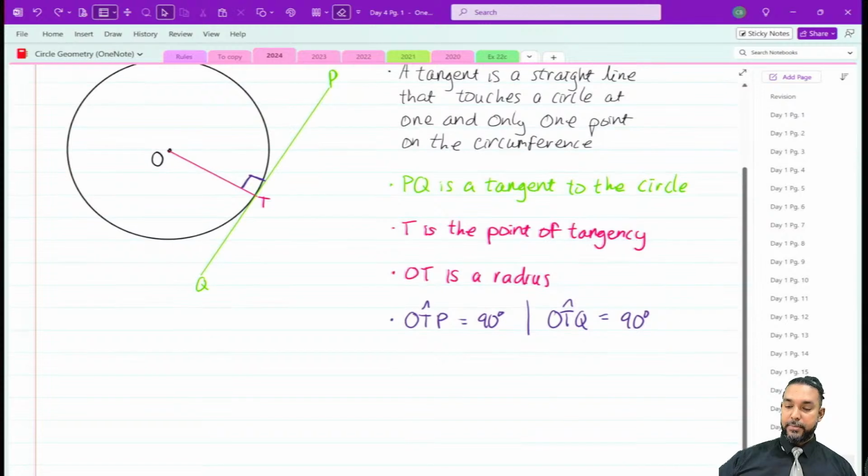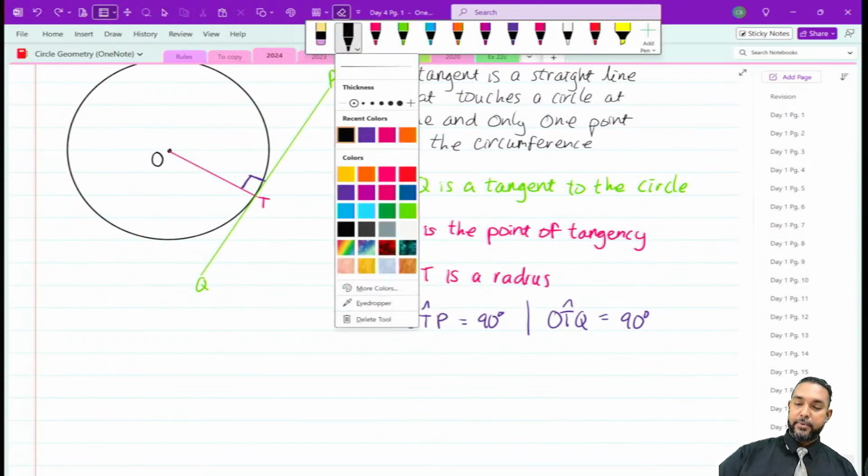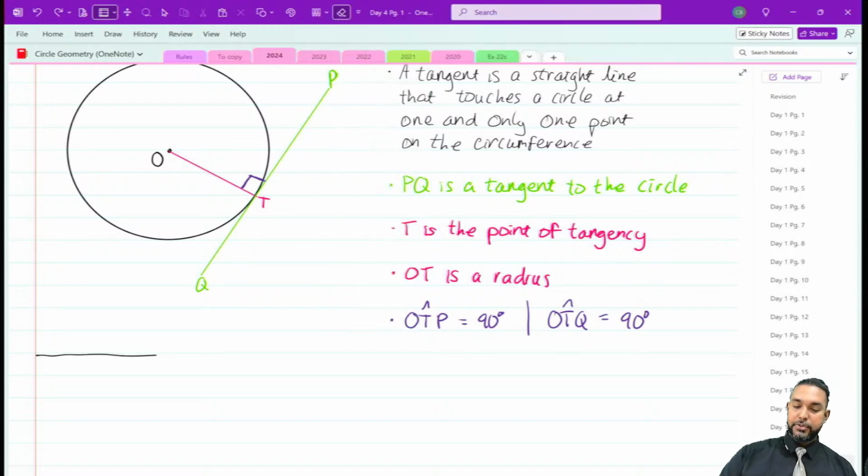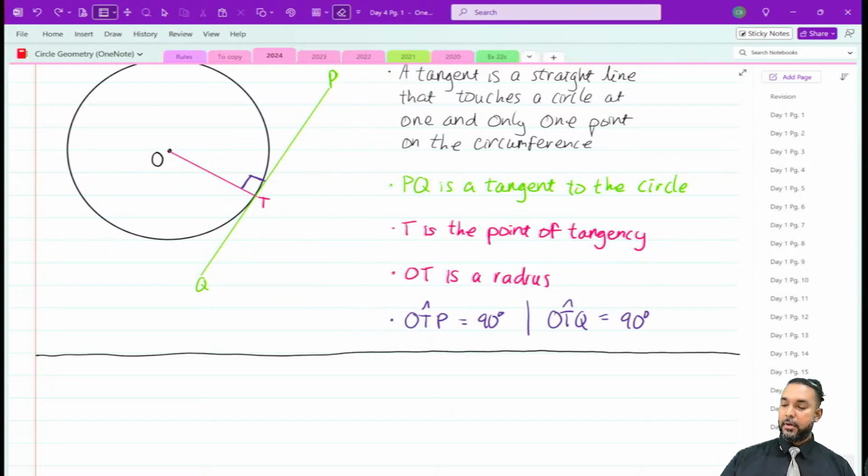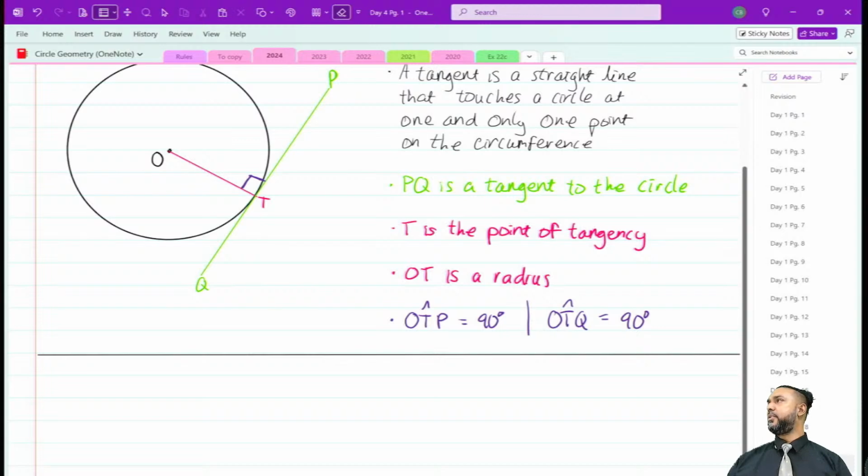I'll scroll along to about here. We'll get a little separator line going, and then we will check out the example. Now, with 90 degrees, what's the name of that kind of angle again? 90 degrees is also called a right angle.